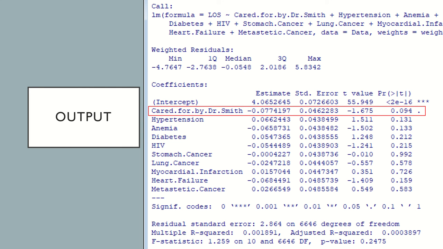Shown above are the results of the weighted regression. This estimate on length of stay does not reflect differences in propensity of patient diseases. The differences were statistically controlled, which allows us to see the unconfounded impact of Dr. Smith on length of stay. I will discuss the key findings in more detail on the next slide.